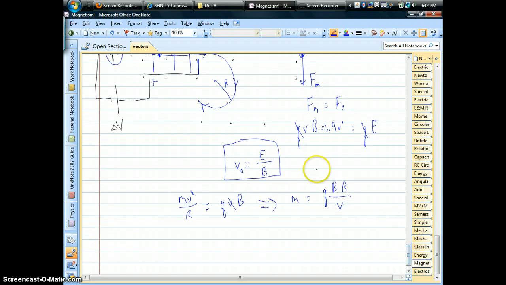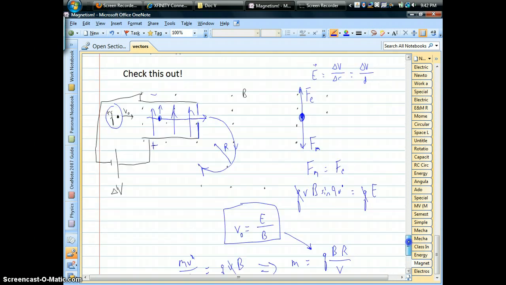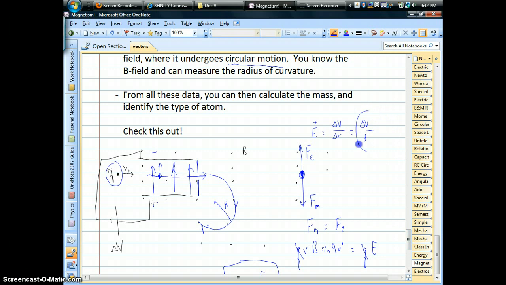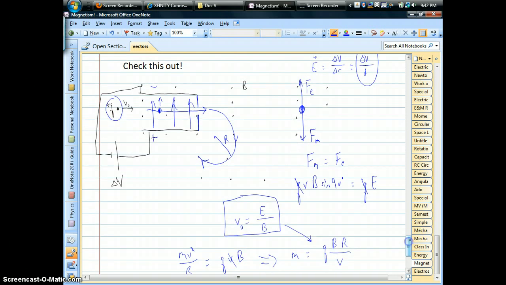But we know the speed from the velocity selector, so if we substitute this in, we get a final expression for the mass of our ion. We have the charge times magnetic field times radius all over our velocity. And if we simplify this, the magnetic field squares up. You have magnetic field squared times the radius of your circle all over the electric field. And again, you know the electric field if you know the voltage and the distance between the plates. So you could substitute that in if you wanted.